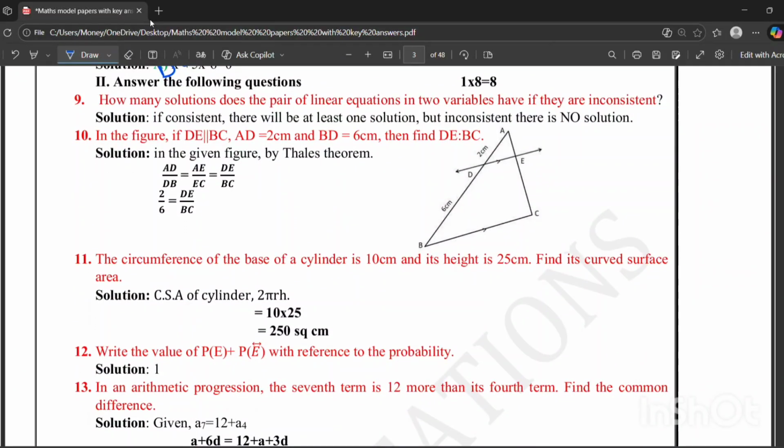Next we are moving to the second section. That is, how many mark questions? 1 mark questions. We have 8 questions here. So first question, how many solutions does the pair of linear equations in two variables have if they are inconsistent? See, I told you already, for inconsistent, the lines are what? Parallel. And so there are no solutions.